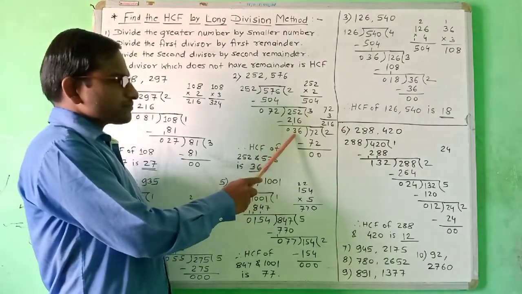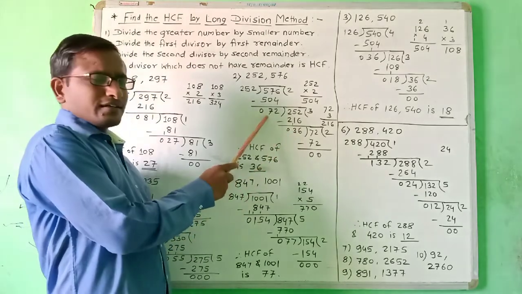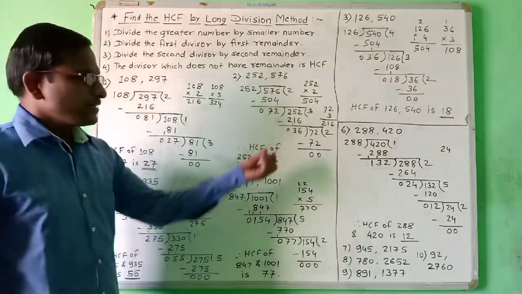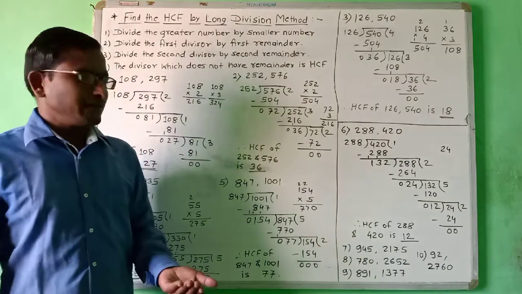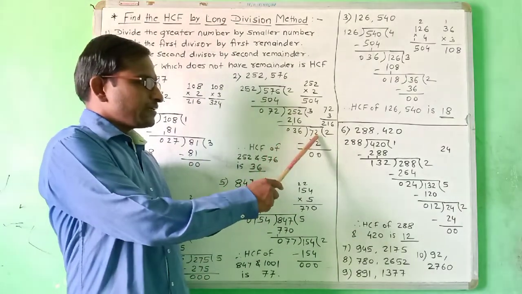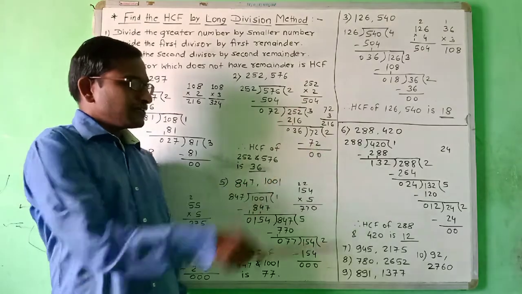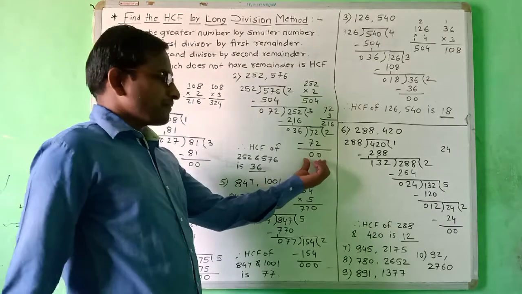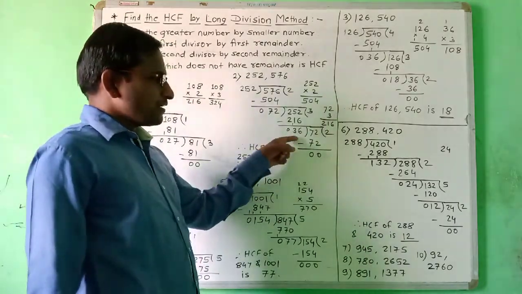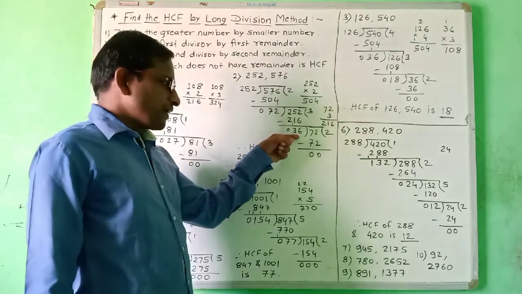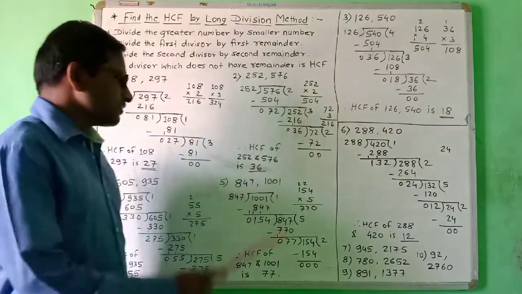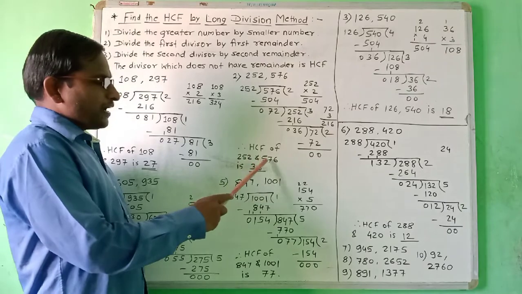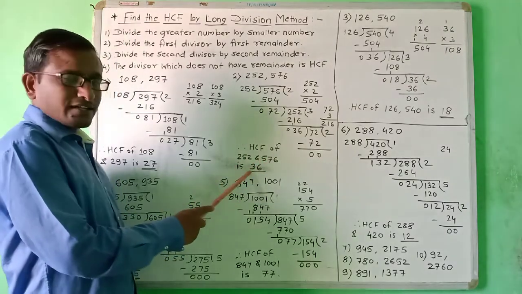So here 36, and the second divisor becomes the dividend. Then again 36 divides 72, and you know 36 multiplied by 2 gives 72. So 36 into 72, write here 2 and here 72. Then again do the subtraction, 2 minus 2 is 0, 7 minus 7 is 0. So here the remainder is 0. So in the last step, the divisor is the highest common factor. So 36 is the highest common factor. Therefore the highest common factor of 252 and 576 is 36.